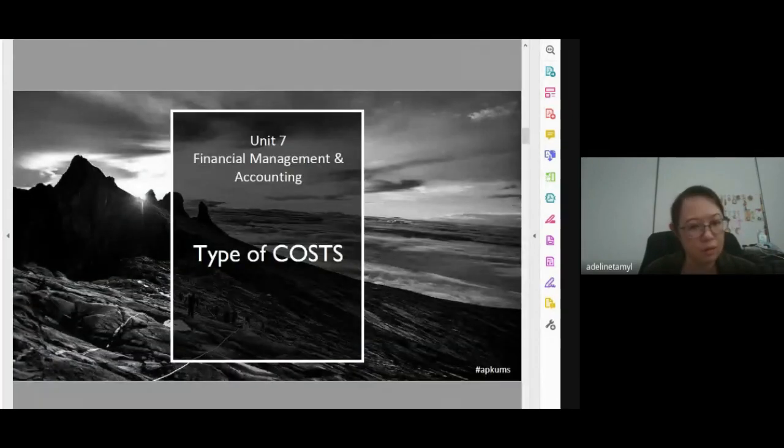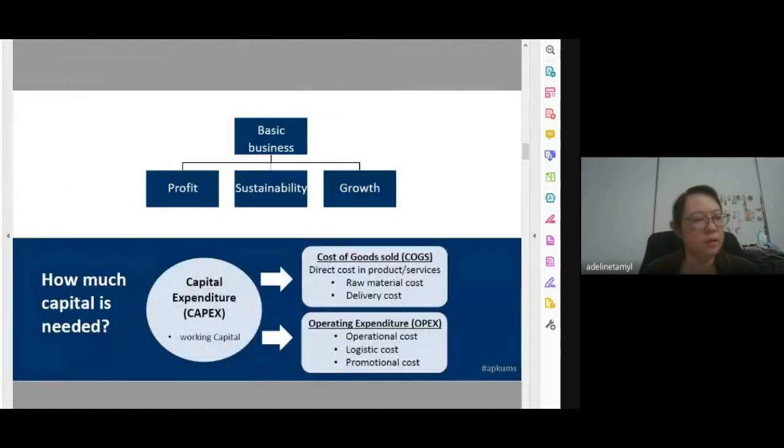And then type of courses. Okay, what are the different type of courses? In simple, we do business because we want to help the business to get profit, to sustain and to grow. Sustain means the business can survive, the company can last long. And to grow is for the company to become larger. Maybe from a small company become a medium company. So the company will become larger.